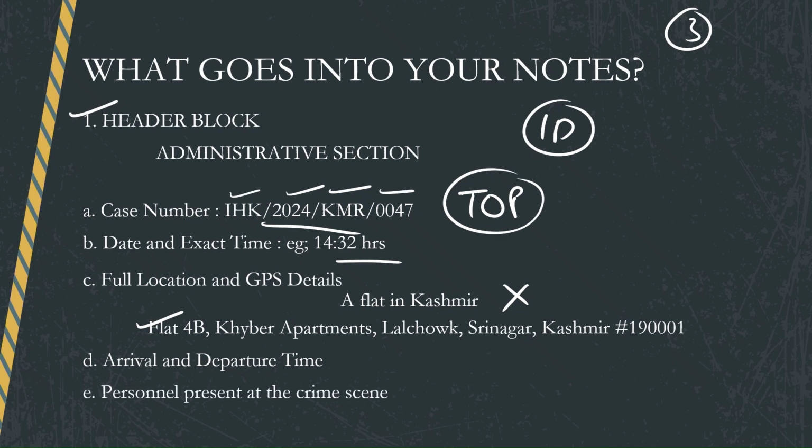Then mention the personnel present at the scene. You have to document every person present at the crime scene, and I mean everyone, be it forensic officers, photographers, police personnel, medical staff, and even unauthorized individuals if they entered the crime scene before it was secured. Because every single person entering a crime scene has the potential to affect the evidence.